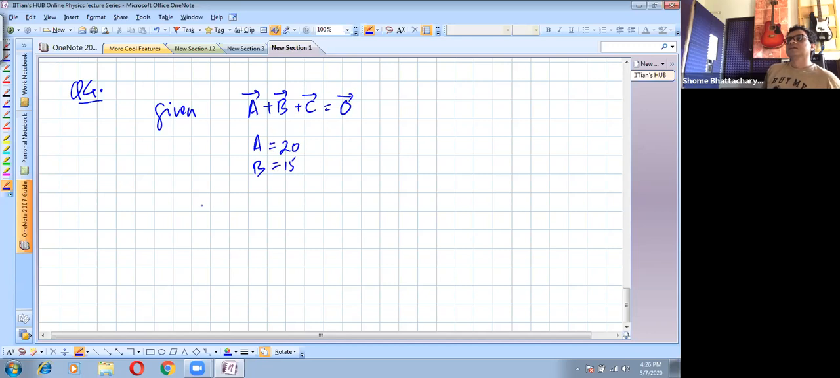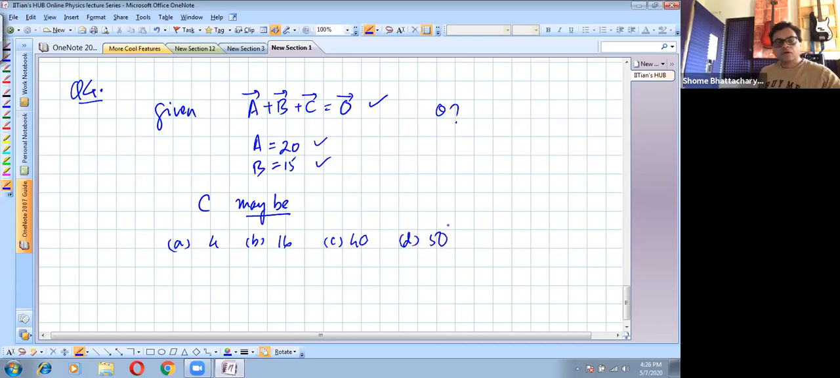Now it is asking that the magnitude of C may be. Now see why it's saying maybe, because theta is not given. This condition is given, this condition is given, this is given. So it may be which of the following. So the options are now given: 4, 16, 40 and 50. These options are given. So now how do we interpret this?